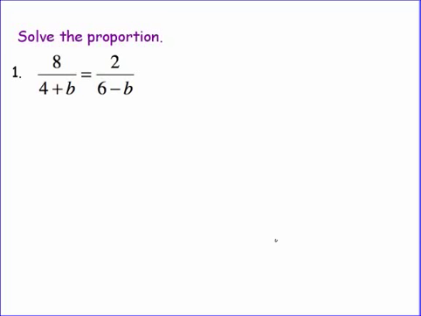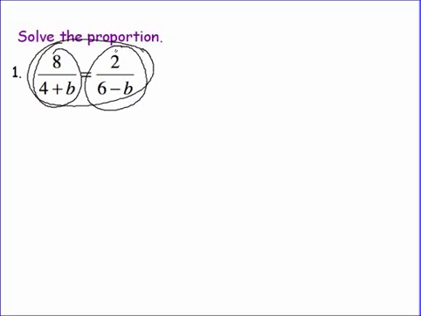Okay, in this problem, it says that we want to solve the proportion. So right here, we have a proportion. A proportion is when we have two ratios that are set equal to each other. So 8 over 4 plus b is a ratio, and 2 over 6 minus b, that's a ratio. And when we set them equal to each other, that's when it becomes a proportion.